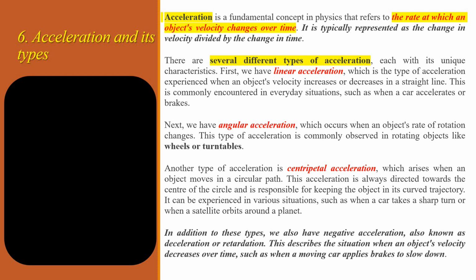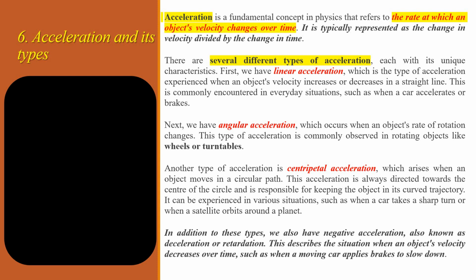This is commonly encountered in everyday situations such as when a car accelerates or brakes. Next, we have angular acceleration, which occurs when an object's rate of rotation changes. This type of acceleration is commonly observed in rotating objects like wheels or turntables. Another type of acceleration is centripetal acceleration, which arises when an object moves in a circular path.